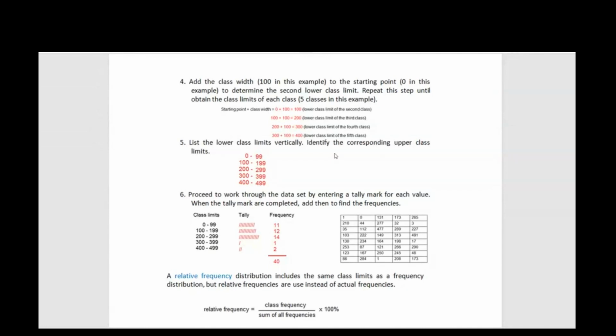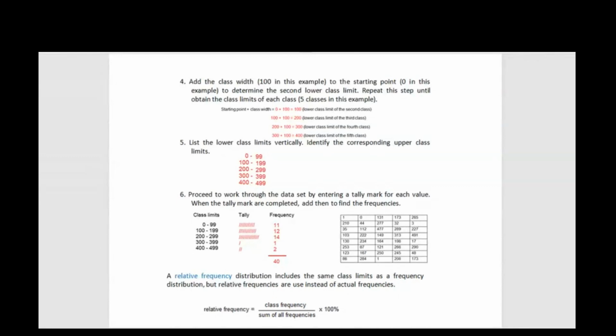Later, I will be adding 100 plus 100, and 200 will be the lower class limit of the third class. Later, I will be adding 100 to 200. I get 300, the lower class limit of the next class, that is the fourth class. And then I am adding 300 plus 100, and I will find the lower class limit of the next class. And then, of course, the next class will go from 400 to 499.